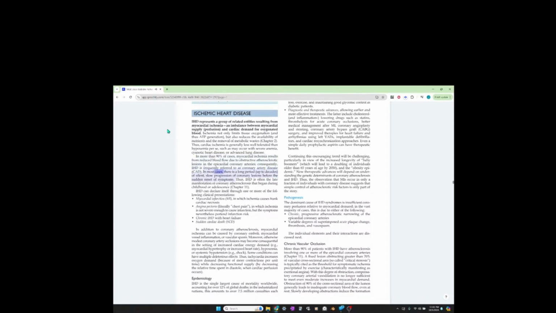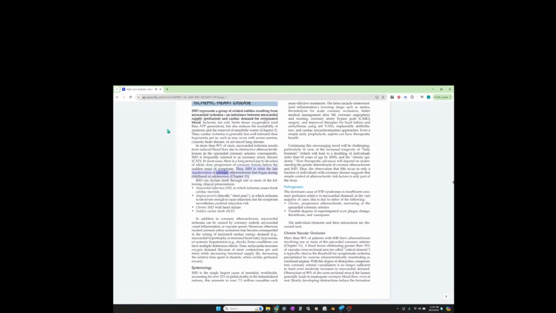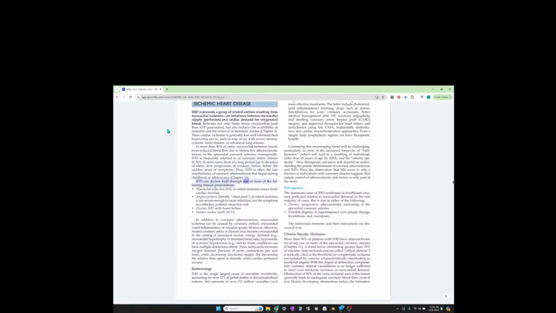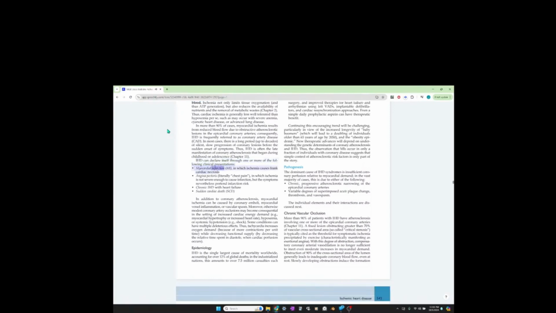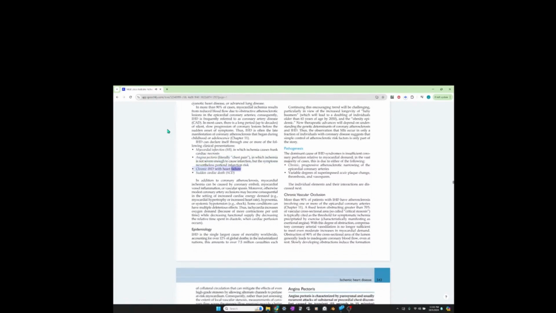In most cases, there is a long period of silent, slow progression of coronary lesions before the sudden onset of symptoms. Thus, IHD is often a late manifestation of coronary atherosclerosis that began during childhood or adolescence. IHD can declare itself through one or more of the following clinical presentations: myocardial infarction, in which ischemia causes frank cardiac necrosis; angina pectoris, in which ischemia is not severe enough to cause infarction, but the symptoms nevertheless portend infarction risk; chronic IHD with heart failure; sudden cardiac death.